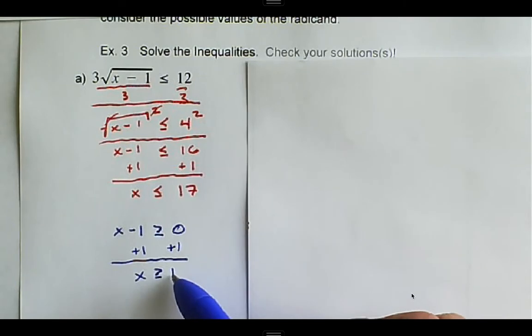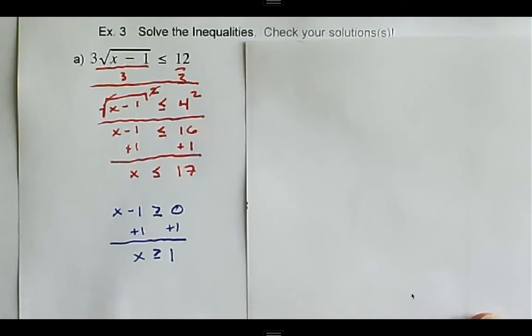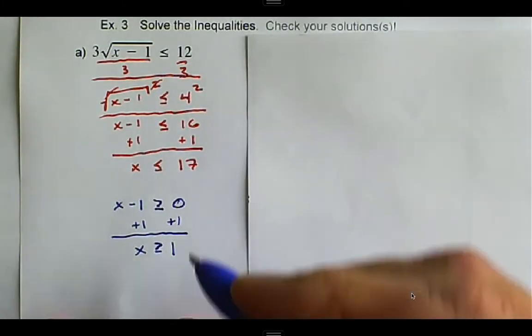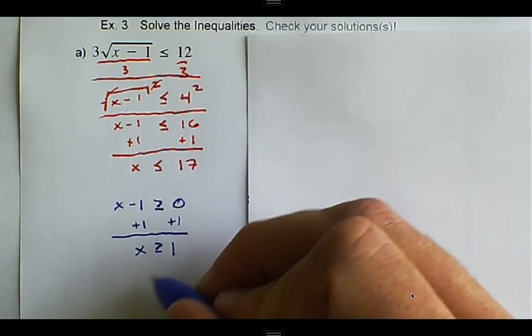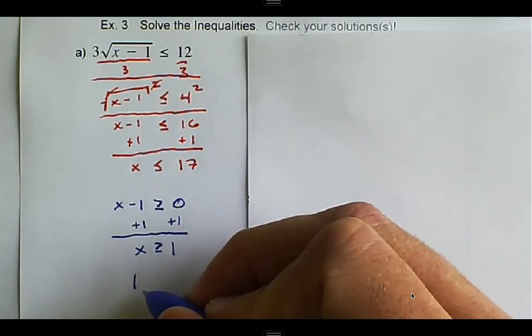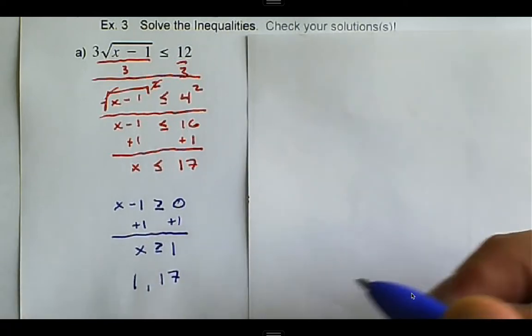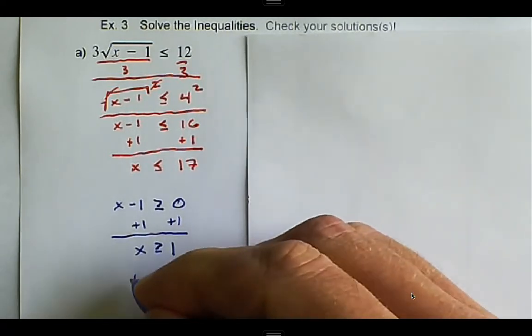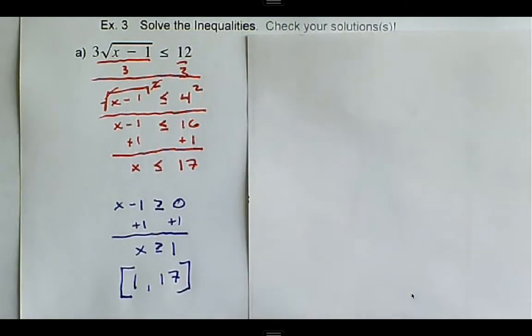So we know 1 is the lower limit, 17 is the higher limit, so we can combine those together in interval notation. So 1 is the lowest, and 17 is the highest. Now we have to decide if those are included or not, and included for both of them because they both have the equal sign. So our solution for this is between 1, including 1, up to 17, including 17.